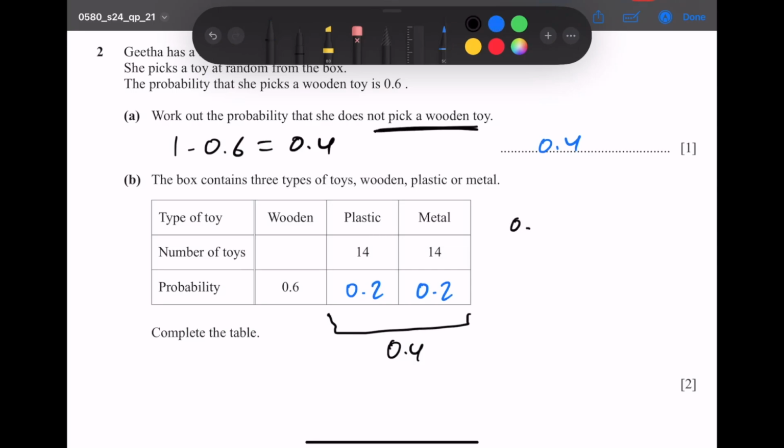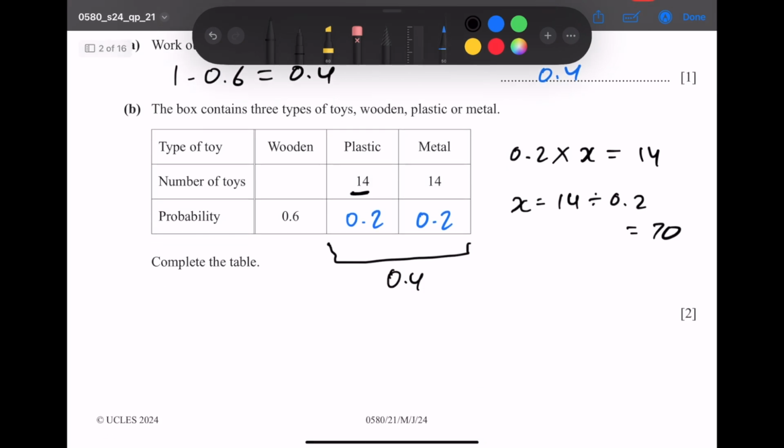Now, since 0.2 times x, where x is the total number of toys, is 14, this means that x is equal to 14 divided by 0.2, which is equal to 70. This means that 1/5 of all toys is 14, i.e. 1/5 of 70 toys is 14, which shows that if she has 70 toys, the odds of her picking up a plastic toy is 0.2 because plastic toys are 1/5 of the total toys available. So to find the number of wooden toys, that would just be equal to the odds of picking up a wooden toy, 0.6 times the total number of toys, which is x. So 0.6 times 70, which is equal to 42.